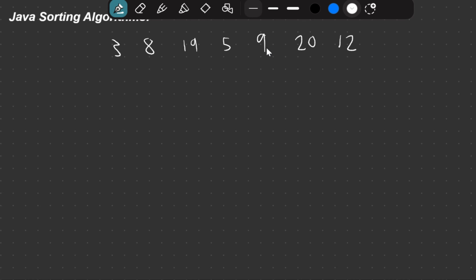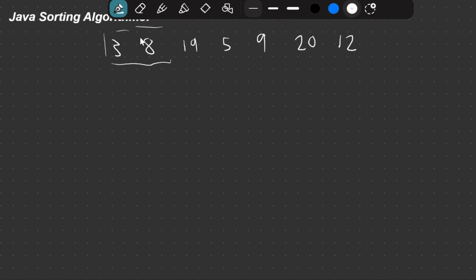Okay, the next one that we're going to do is insertion sort. Unlike selection sort, where we grab the biggest one and move it to the end, in insertion sort we're going to start by looking at the first 2 elements. We're going to put them in order, and then expand to include the 3rd element, the 4th element, and so on until we get through the entire array.